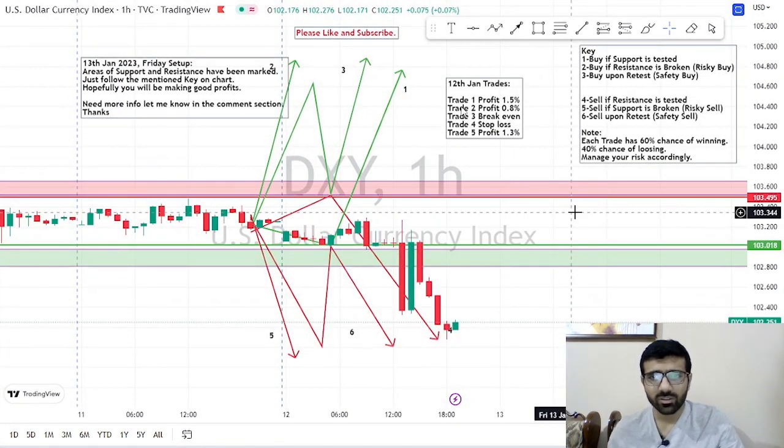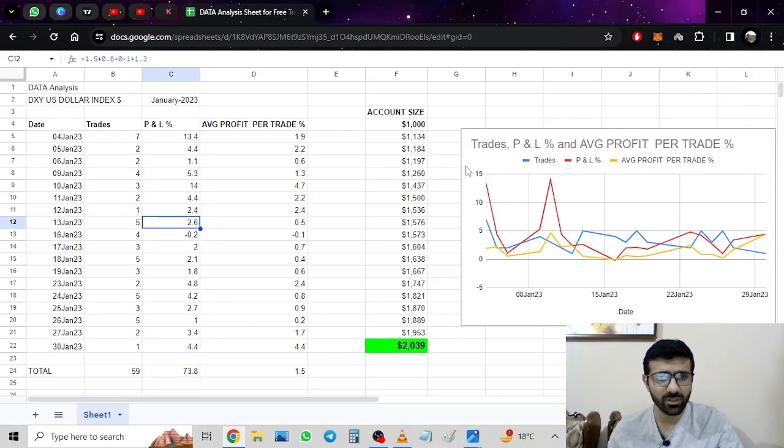Okay, so we took five trades, we hit a break even and a stop loss as well, with 1.5, 0.8 and 1.3% profit. So let me show you. Okay, 1.50, which means 0.8, then a 0, which means a break even, then a -1, which means a stop loss, and then a positive trade of 1.3, overall 2.6%.